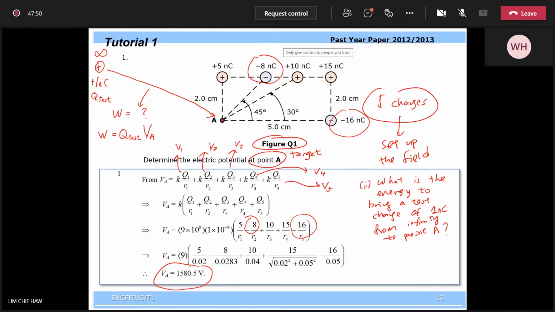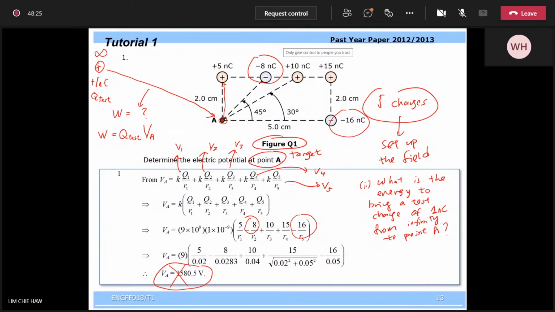Actually, my question was something else. What about the energy needed to push a charge from A to any of these charges that set up the field? If that's the situation, then it's a different way to play it already. You don't need to look for VA if that's the case. If you have a test charge here at point A, and you want to bring it to the location of this 5 nanocoulomb, let's say that.